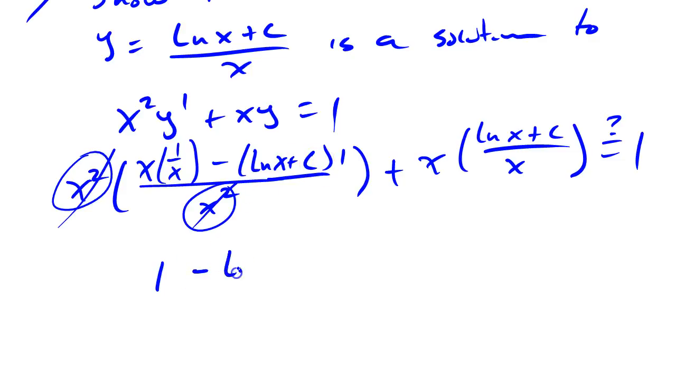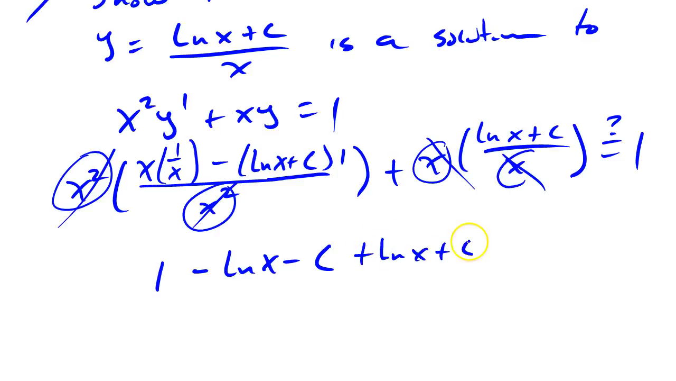Distribute that minus sign through: ln x minus c. Here, this x and that x cancel out, so that's just 1 times this. So I've got a plus ln x plus c. And is that equal to 1? Well, I've got a minus ln x and a plus ln x. I've got a minus c and a plus c. Yes, 1 is equal to 1. So any value of c will give you a different solution to this differential equation.